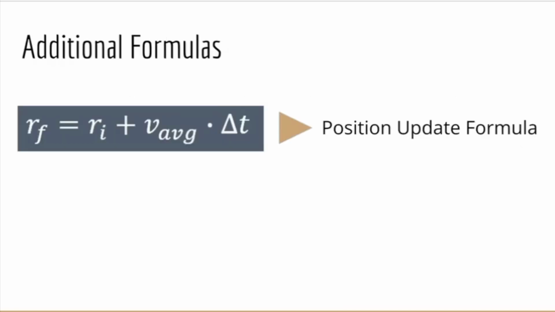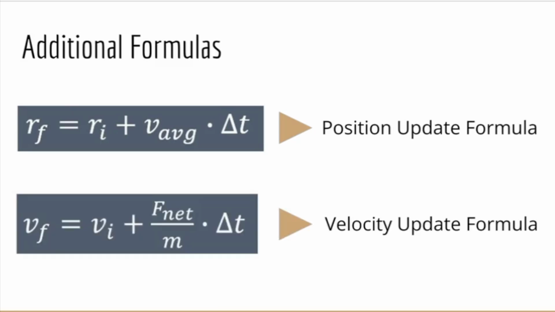Some additional formulas which we will use to create our computational models include the position update formula and the velocity update formula, both of which can be derived from Newton's second law.